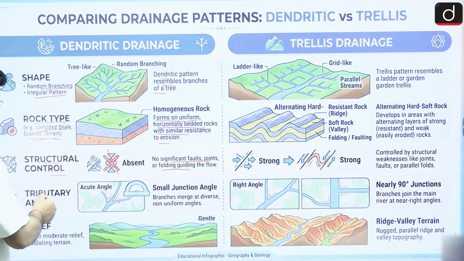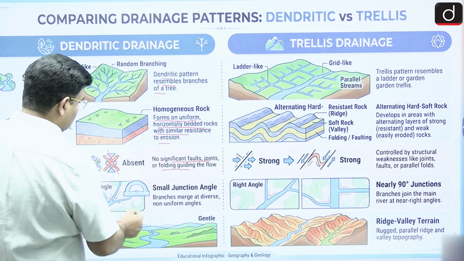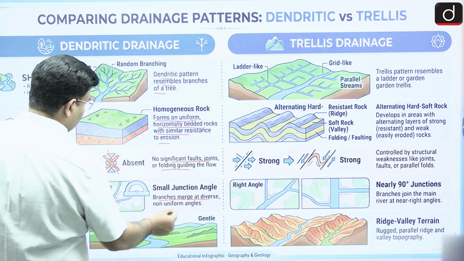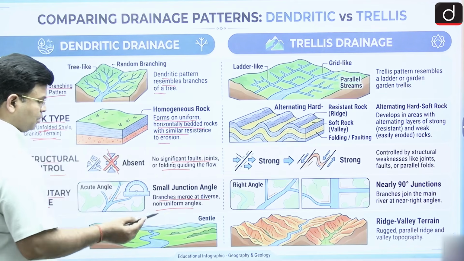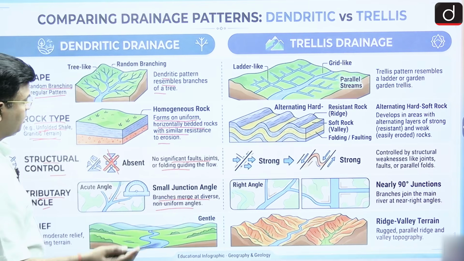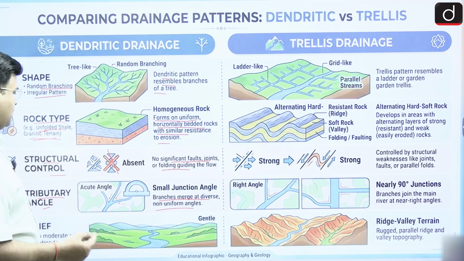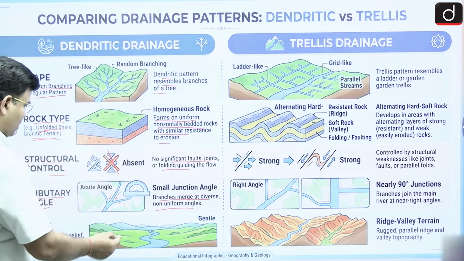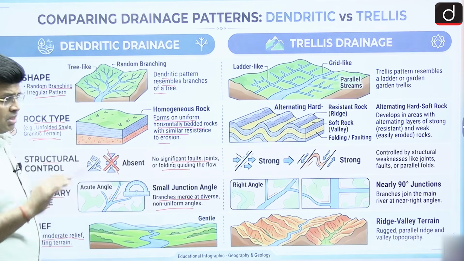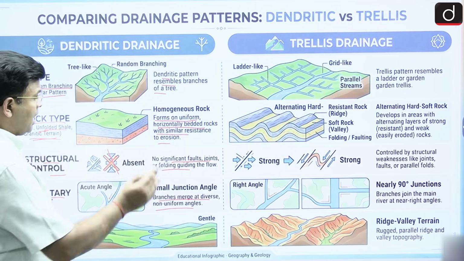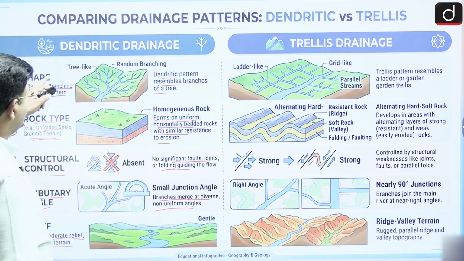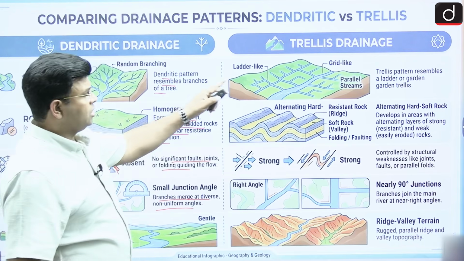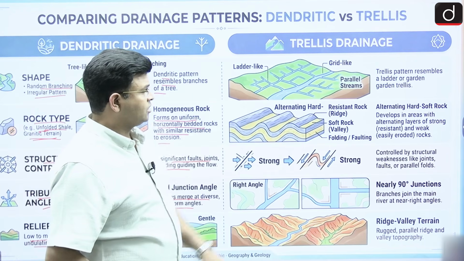Tributaries in this one meet at acute angles. Branches merge at diverse, non-uniform angles, generally near acute, but it can be different, maybe 30 degrees, maybe 40 degrees, maybe 60 degrees. Relief is low to moderate, an undulating trend, in a mature stage. Comparing with this, here it is tree-like, while there it is ladder-like, like a garden trellis.